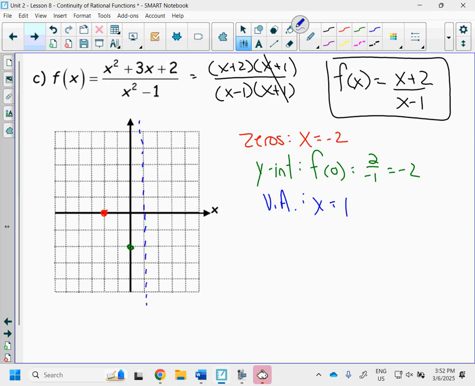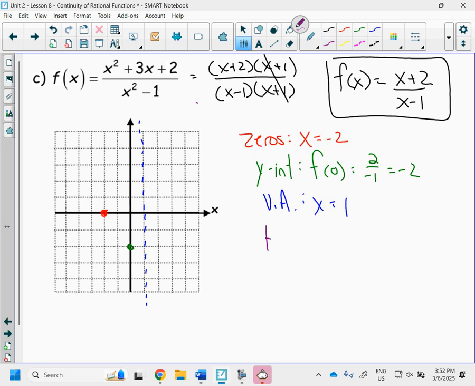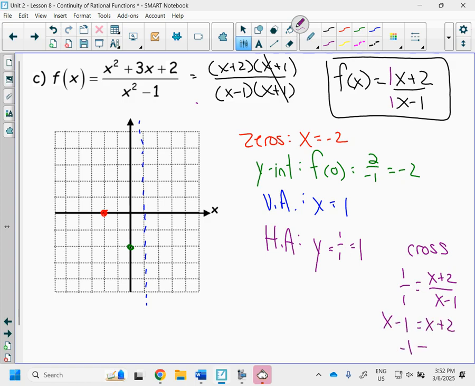We'll have a horizontal asymptote. The largest power of x that I see is just one x on top and one on the bottom, so 1 over 1, or just 1. We'll test that for a crossing. 1 over 1 equals x plus 2 over x minus 1. I like this one because stuff and stuff, and 1 does not equal 2, so no crossing. Just a regular old horizontal asymptote.